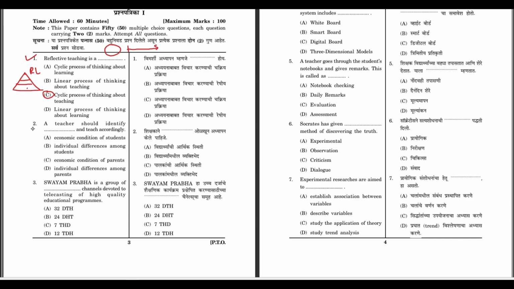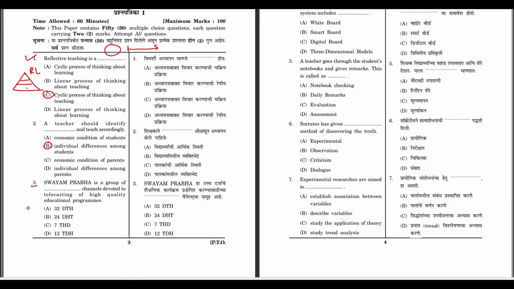Second question. A teacher should identify dash and teach accordingly. Economic condition of the students, individual differences among students, economic condition of parents, or individual differences among parents. Correct answer is option B, because every student is unique and has a different level of understanding capacity.